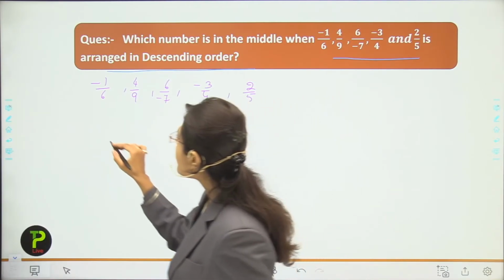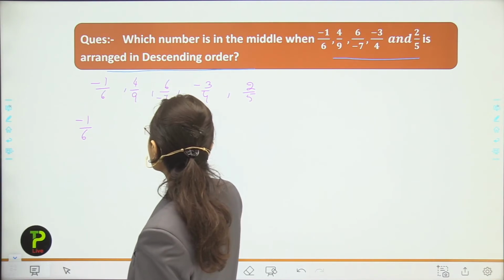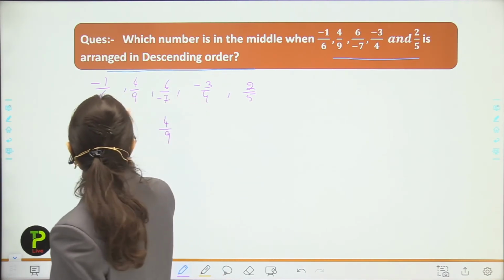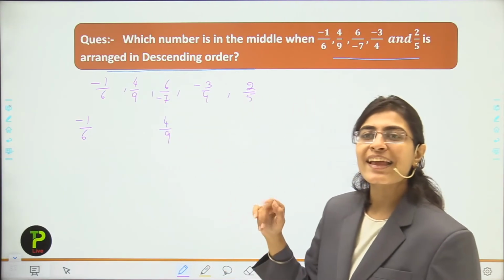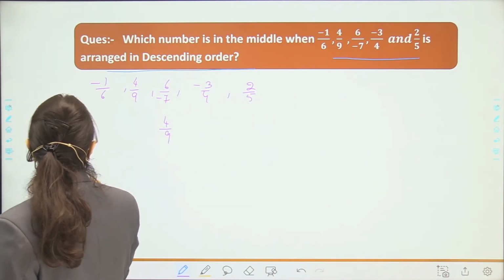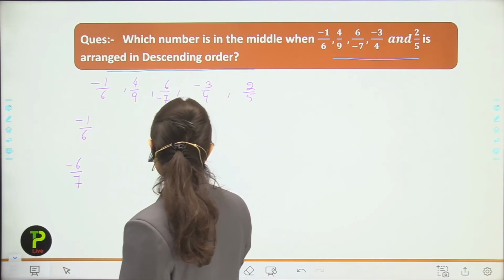Minus 1 by 6, the denominator is already positive, so we don't have to worry about it. 4 by 9, the denominator is positive. 6 by minus 7, take this negative to the numerator, so it will be minus 6 by 7. Done. And here minus 3 by 4, and here 2 by 5.